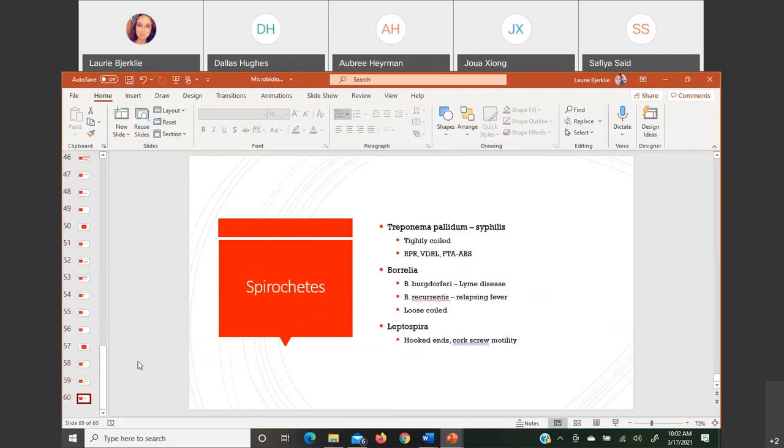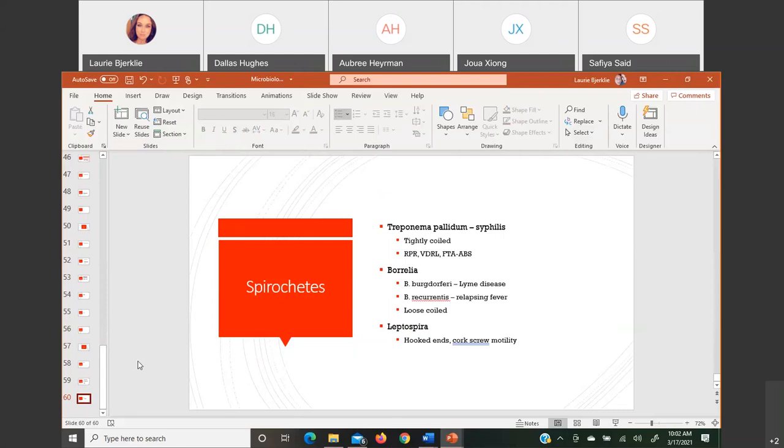And spirochetes. Syphilis would be the big one here. We use other testing. We're not growing out spirochetes. We use a lot of other testing here to look for these. So Treponema pallidum is your syphilis, and we can screen with RPR or VDRL. If that is positive, it will reflex to a fluorescent technique where you look for it under the microscope using a fluorescent. Like I said, fluorescent technique, that's what FTA means.